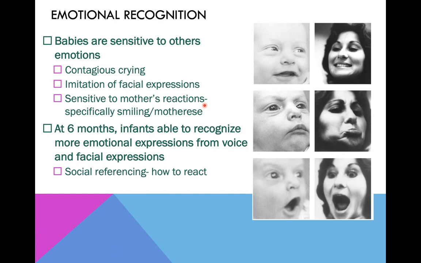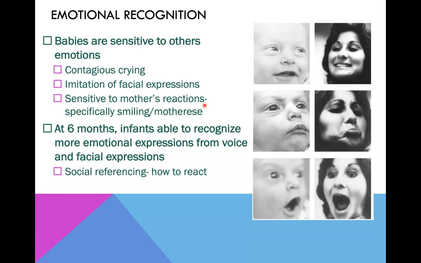And at 6 months, infants begin being able to recognize more emotional expressions from voice and facial expressions. So they essentially do what we call social reference, which is they look to the parents for how to react to a situation. So they reference an adult that they know and trust to see whether something is okay. And this usually emerges around the time when the baby is mobile or becoming mobile. So at around 6 months, they're able to sit up on their own. They're maybe able to scoot a little bit. They're able to roll over pretty consistently.